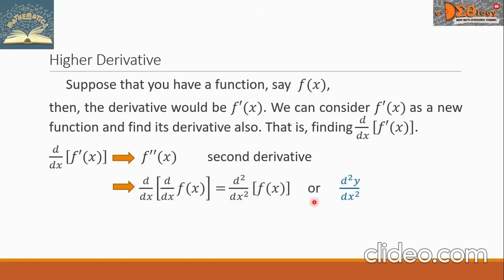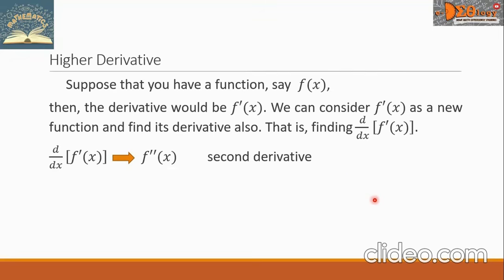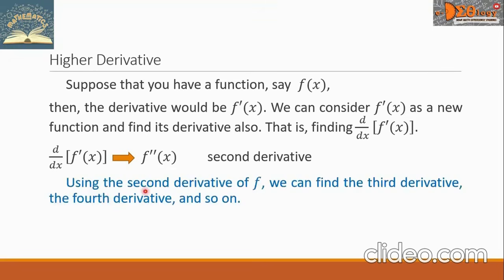Or if the function is given as y, this is one of the most popular notations for the second derivative, and this is d squared y all over dx squared. Using the second derivative of f, we can find the third derivative, the fourth derivative, and so on.